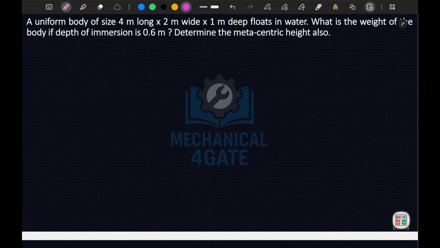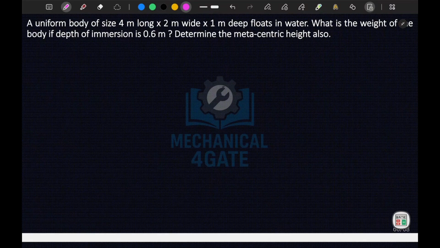So in this question, a uniform body of size 4 meter long, 2 meter wide. Let's say this is 4 meter, 2 meter wide, something like this.